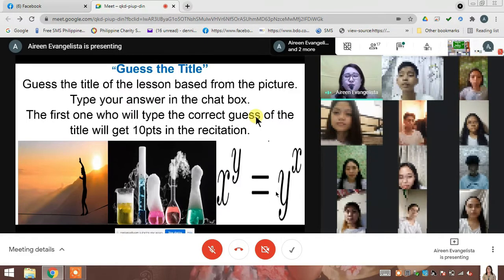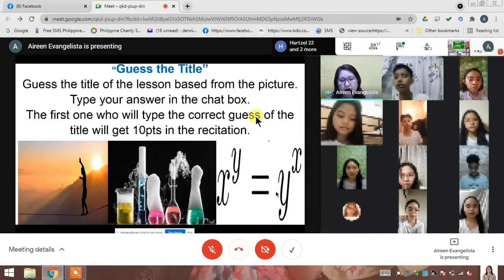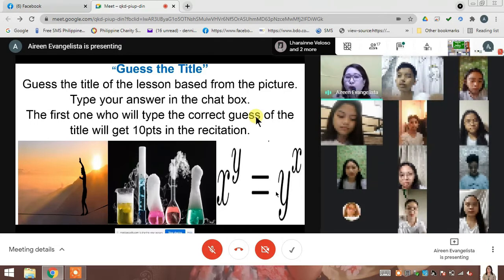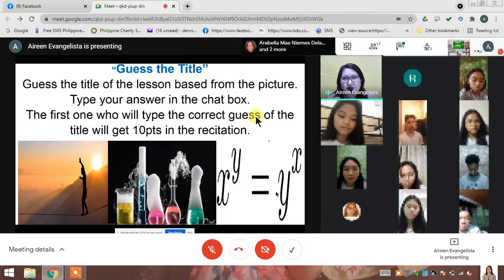You have first to guess the title. You have to guess the title of the lesson based on the three given pictures. You have to type your answer in the chat box. The first one who types the correct guess of the title will get the 10 points in the recitation. Wait for my go signal. I will type G in the chat box. Okay, go.